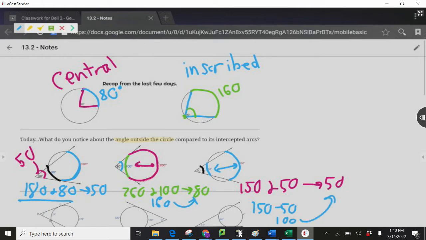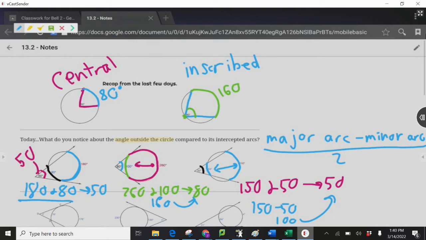So the first relationship we have here is basically this. And you might want to take this down on your notes here. Major arc, so the big arc, the major arc, minus the minor arc, that's the small one, and then divide that by 2. And that will get you the angle. Major arc minus the minor arc, so big arc minus small arc, divided by 2 will get you the angle here.